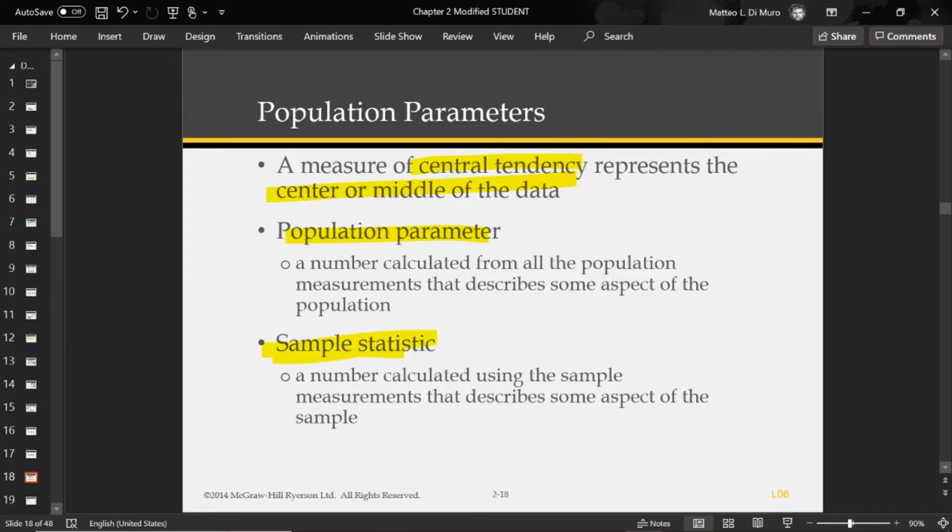A sample statistic is a number calculated using the sample measurements that describe some aspect of a sample. So obviously it might be hard to measure the average height of everybody in Canada. Okay, so what we do is we take a sample, take some measurements in BC, all the different provinces maybe, and we say, okay, so the average height in Canada is this. Okay, so it's just a sample.